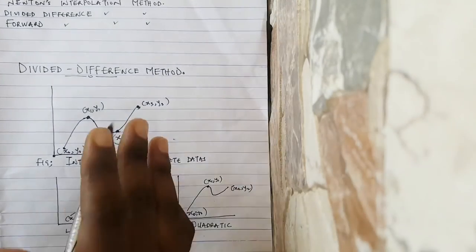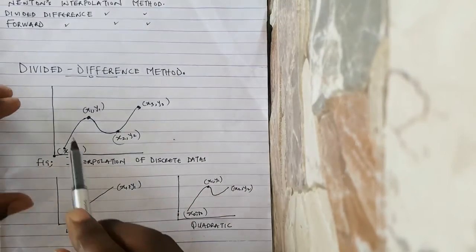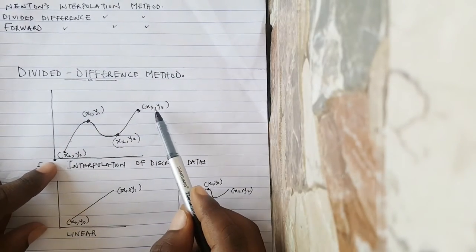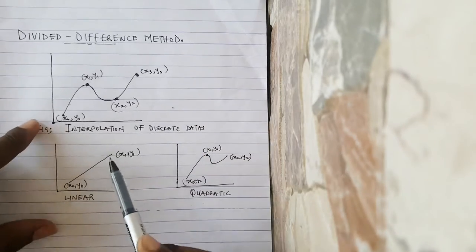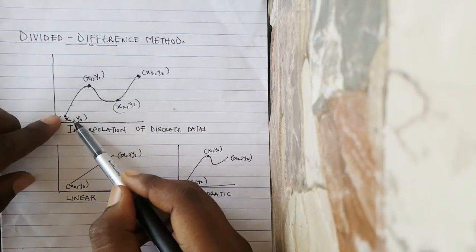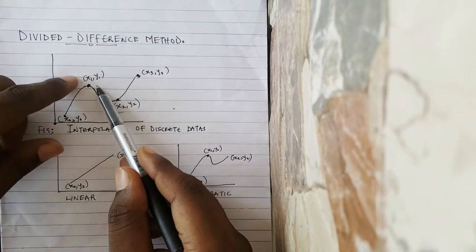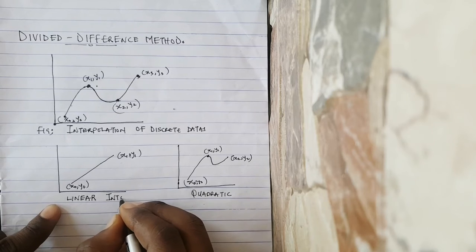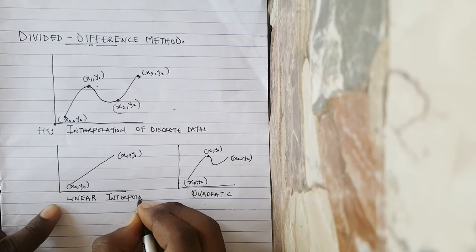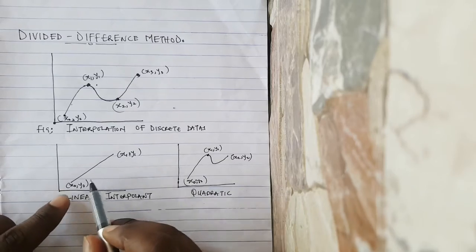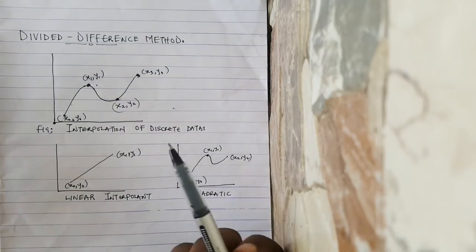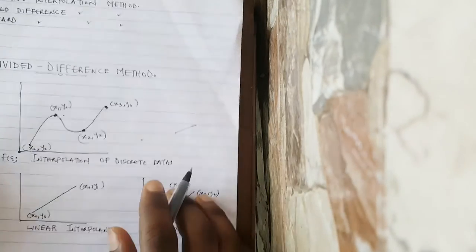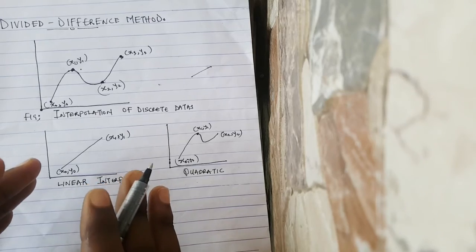Now, for the divided difference method, let's assume that this is an interpolation of discrete data from x0 all the way to x3. I can assume that between x0, y0 and x1, y1, there is a linear interpolant here, which is obviously so, because it's like saying from point A to point B, it is linear. You get?